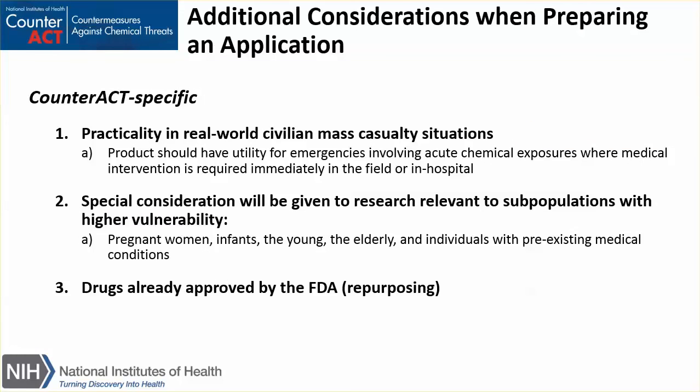A few CounterACT specific considerations include practicality in real-world civilian mass casualty situations. The product should have utility for emergencies involving acute chemical exposures where medical intervention is required immediately in the field or in hospital. Secondly, special consideration will be given to research relevant to subpopulations with higher vulnerability, such as pregnant women, infants, and so forth. And then lastly, we always encourage working with drugs that are already approved by the FDA for other indications for repurposing those drugs for chemical threat indications.